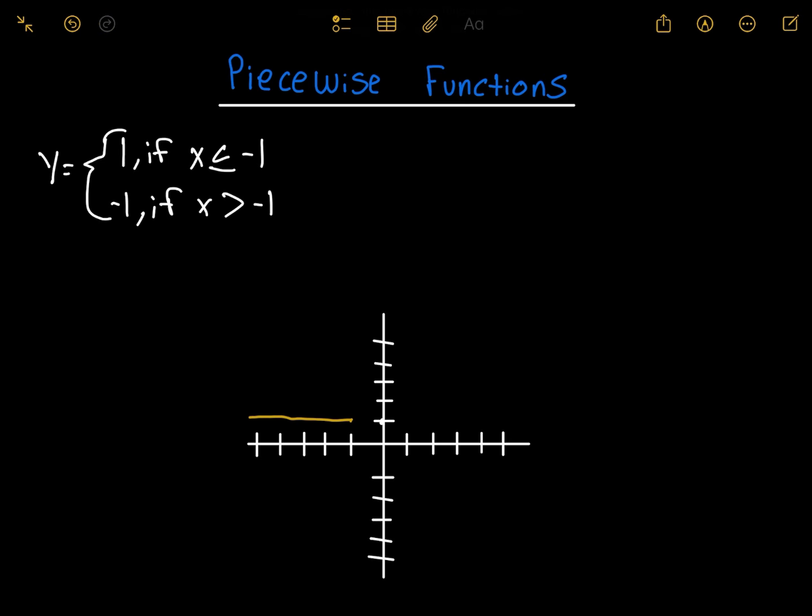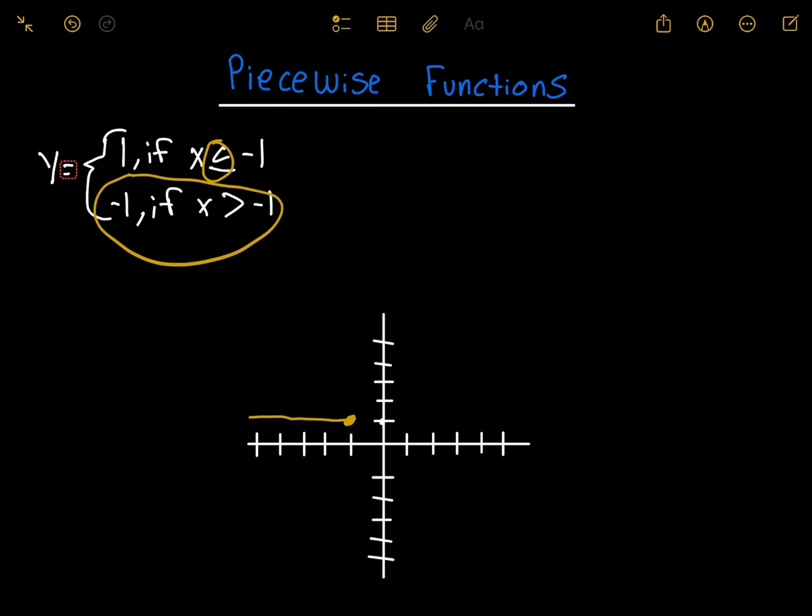We also have to note that x is less than or equal to. This equal sign would mean this would have to be a closed circle, like this. Now that we're done with the first part, let's see how the second part would look.